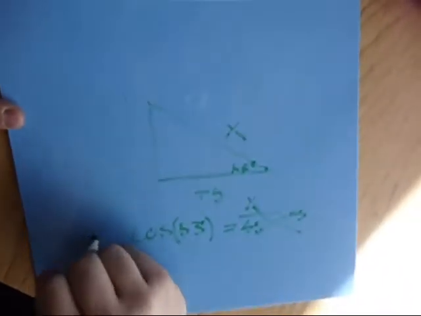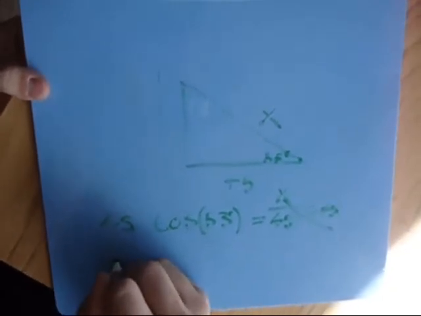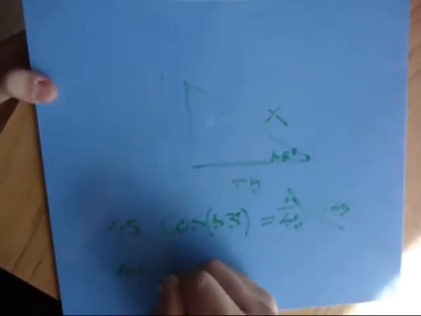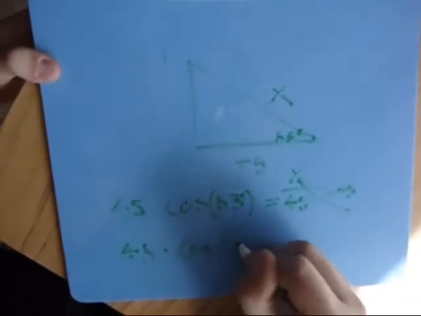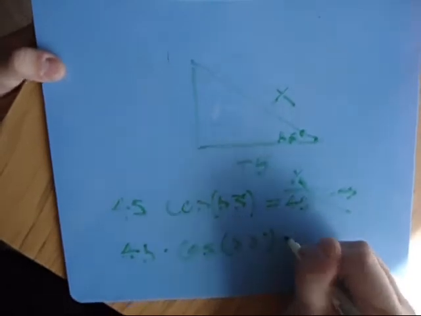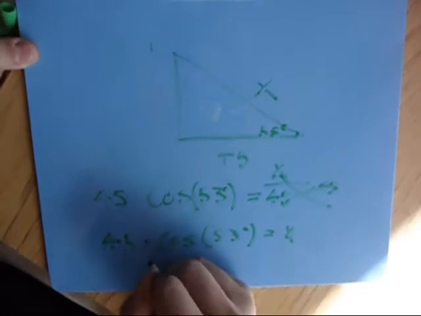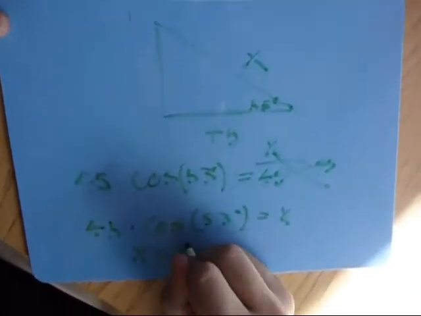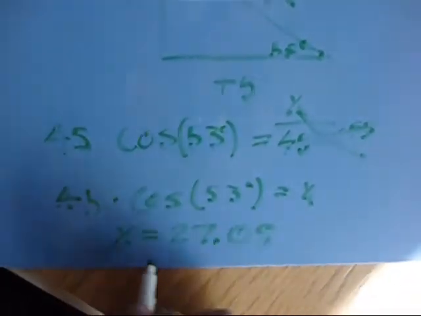Okay. So in order to solve this problem, we're going to need to multiply both sides by 45. So 45 times cosine 53 degrees equals x. That put into the calculator will equal 27.08. So that's the measure of x.